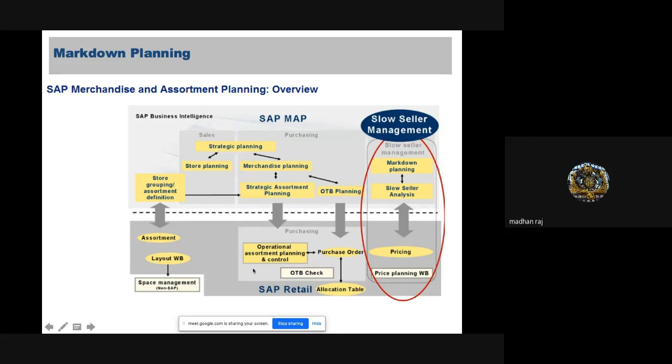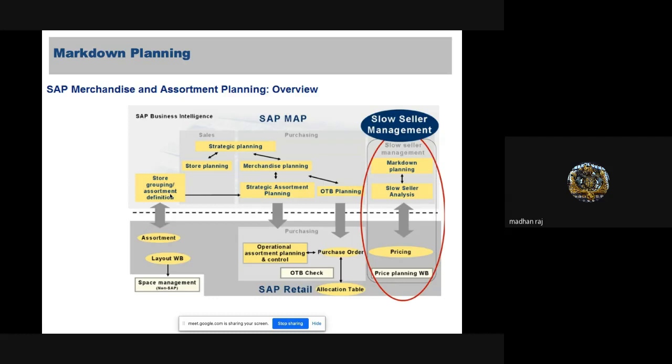Below this dotted line is SAP Retail, and above the dotted line is the business intelligence. So this merchandise assortment planning is a component within the BW, which will cater to this kind of need. What does this SAP MAP component contain? All the relevant planning that you do for your organization can be drawn out in the MAP tool. So it has strategic planning, store planning, merchandise planning, all this planning.